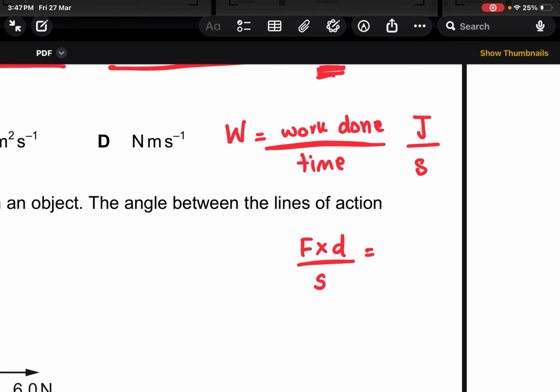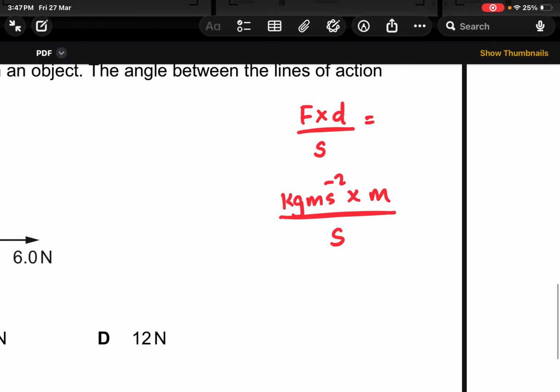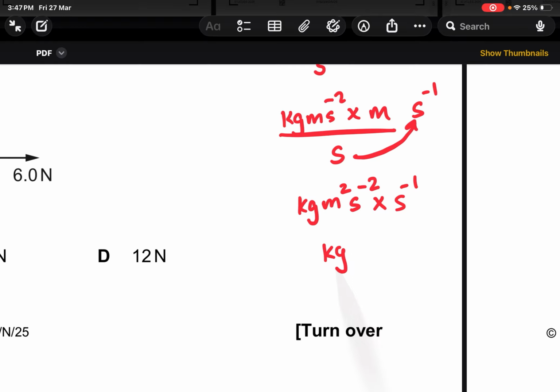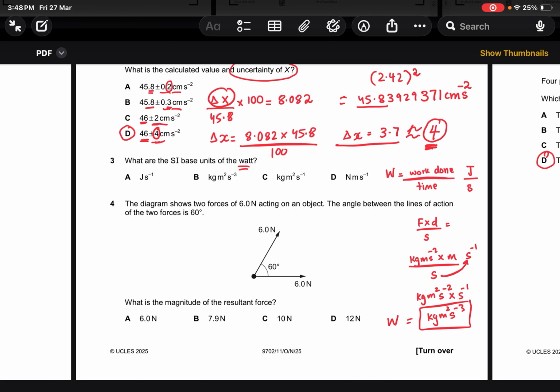Force equals kilogram meters per second square, multiplied by distance in meters, upon seconds. So kilogram meter square per second square multiplied by second^-1, because this comes here, it becomes second^-1. Kilogram meter square second^-3 is the SI base units of watt. Kilogram meter square second^-3.